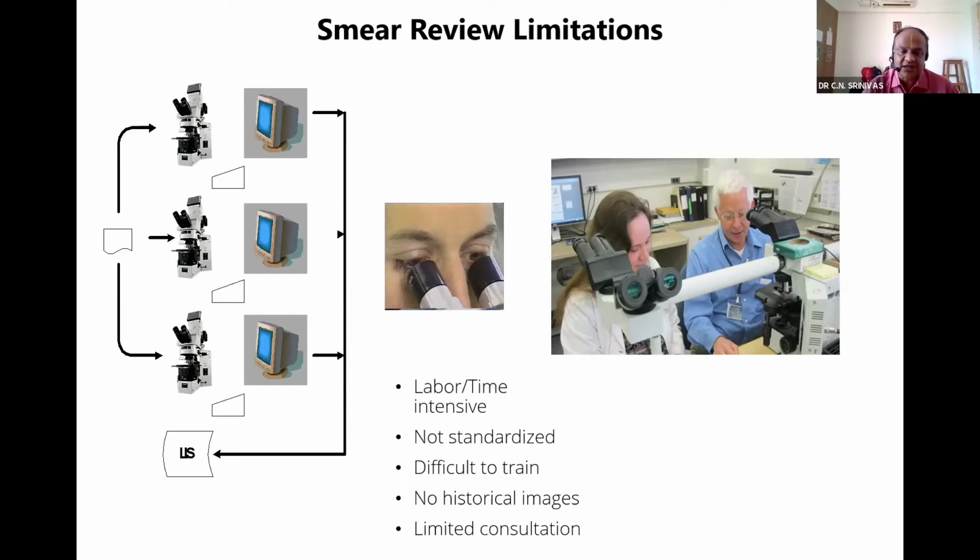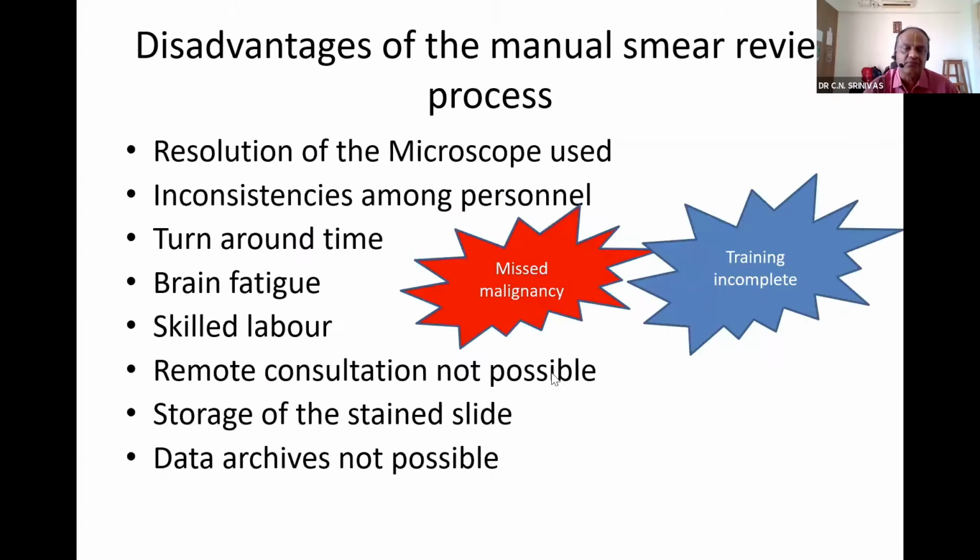The histological images, that is, when you have to do a delta check on cases, it will be very difficult for us to get onto that with the manual smear preparation itself. So to summarize, the disadvantages of the manual process may be many, but the most important thing is the brain fatigue, which may lead to missed malignancy, missed parasitic index, or missed parasites of the blood itself.